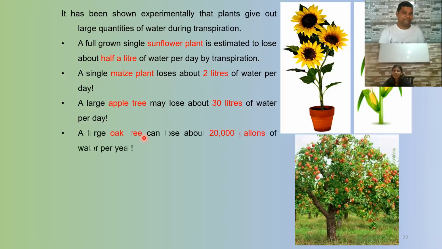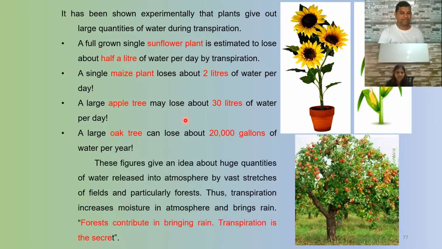एक और example देखना. A large oak tree can lose up to 20,000 gallons of water. These are just 4 examples of plants I've shown you. बाकी कितने species हैं, कितना सारा transpiration होता है. Shows you how much plants are important.